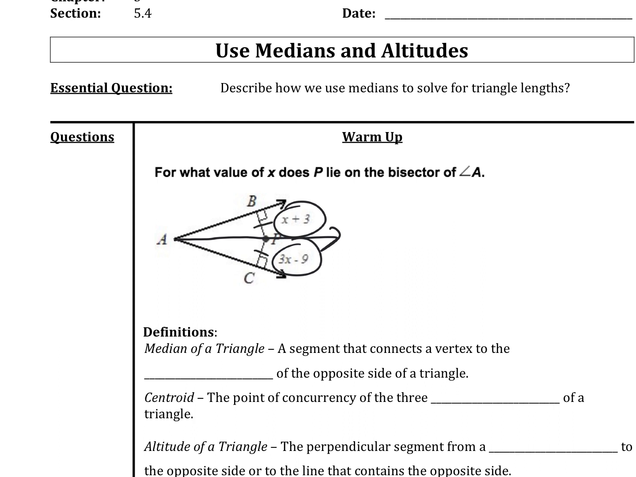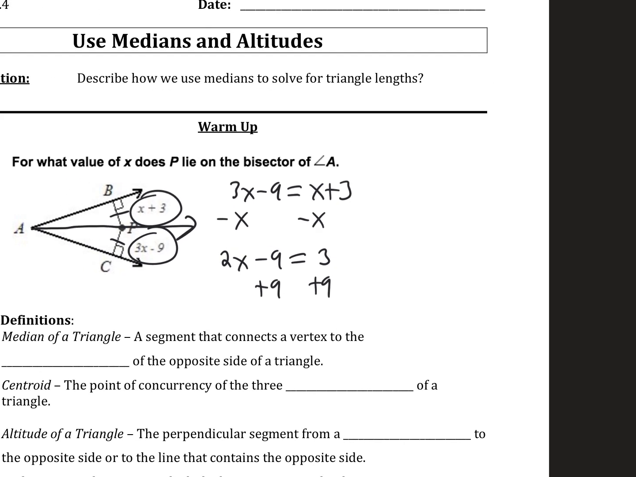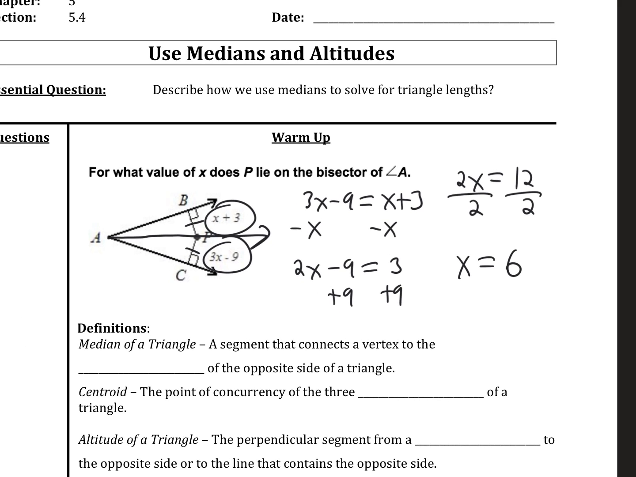So if they're congruent, what are we going to do with them? We're going to set them equal. So we have 3x minus 9 equals x plus 3. We're going to solve for x, subtract x from both sides. 2x minus 9 equals 3. Now what? Add 9. We get 2x equals 3 plus 9, which is 12. Divide by 2, and x equals 6. That's what we're looking for, so that's our final answer.